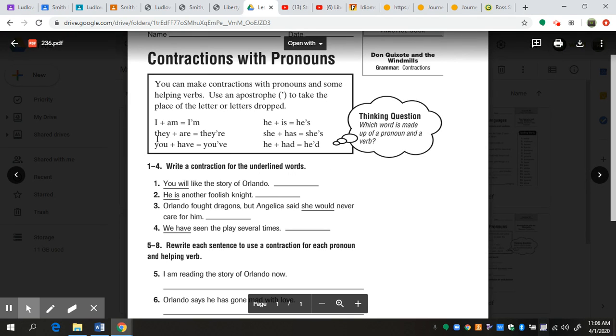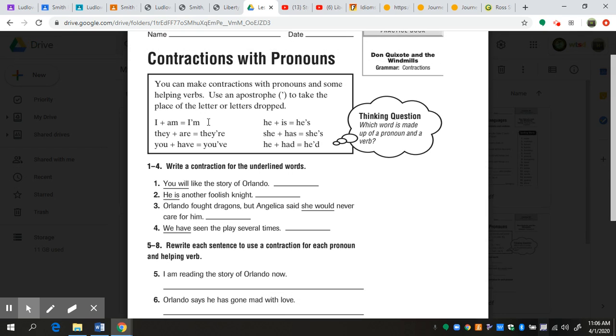So let's look at some of the examples they give us. I plus am equals I'm. They plus are equals they're. You plus have equals you've. He plus is equals he's. She plus has equals she's. He plus had equals he'd.